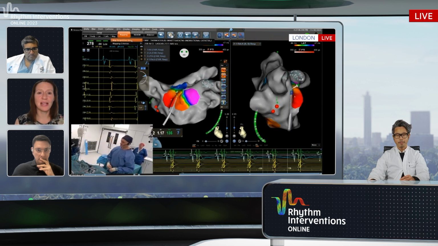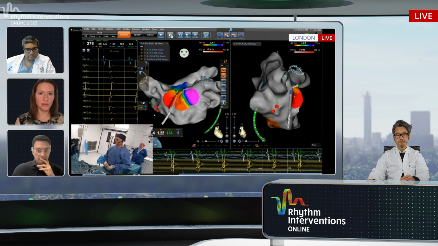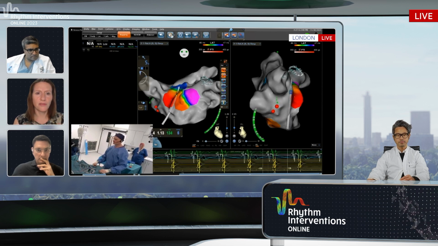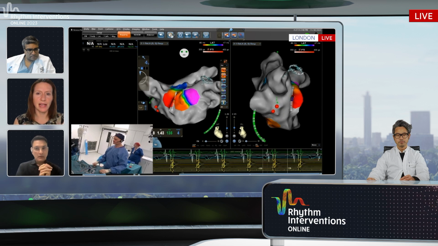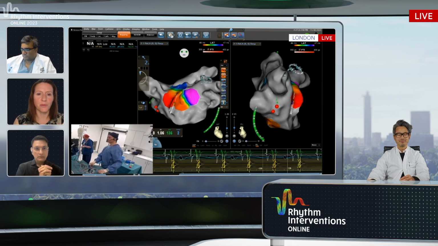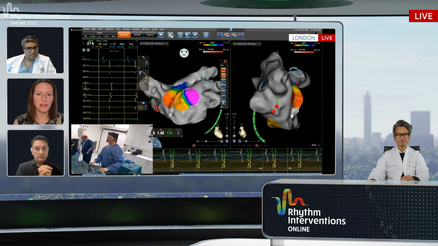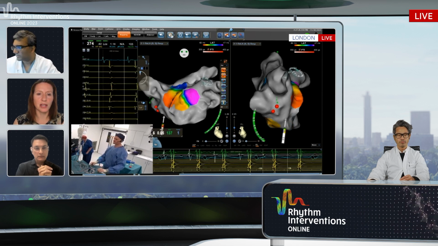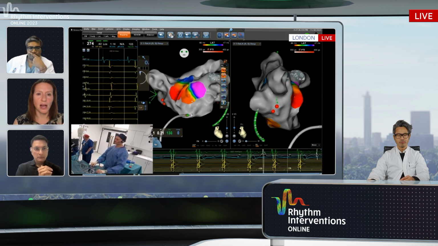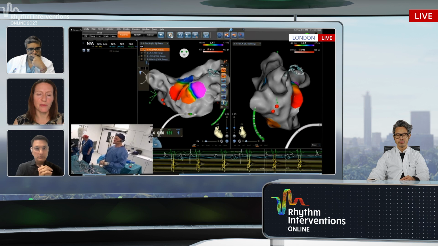I think I would have a similar workflow to Richard. I probably would have a little look at the right side first before I crossed onto the left, because if I was going to do a transseptal later in the case, maybe I don't have quite the restrictions of when to do that. So I probably would have had a look at the right side first, even though I knew I was going to cross to the left to re-isolate the veins later. But apart from that, I think my workflow would have been similar.